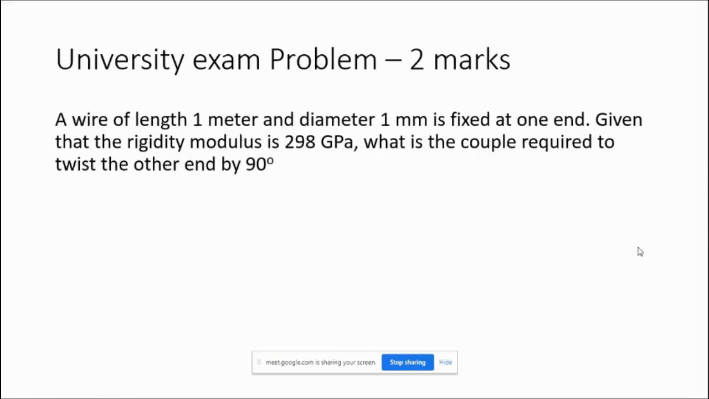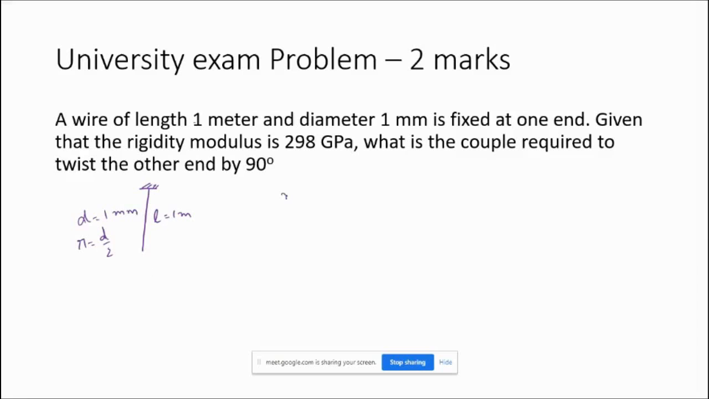So wire of length 1 meter and diameter 1 mm thickness. This is another question that has come in one of the university exam question paper. A wire of length 1 meter and diameter 1 mm. So radius is d by 2. You can find the radius. Is fixed at one end.